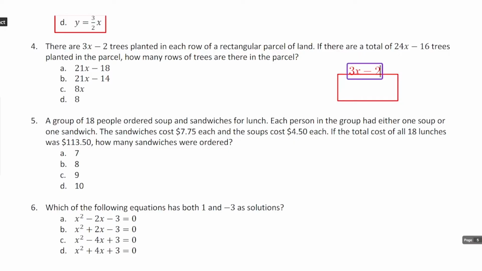It says there are a total of 24x minus 16 trees. So that's going to be kind of like our area here. It says how many rows are in the parcel. So essentially what we need to do is figure out what do I need to multiply 3x minus 2 by to get 24x minus 16. And for both terms, you can see that we could just multiply by 8. So that's going to be the number of rows. And our answer is D.